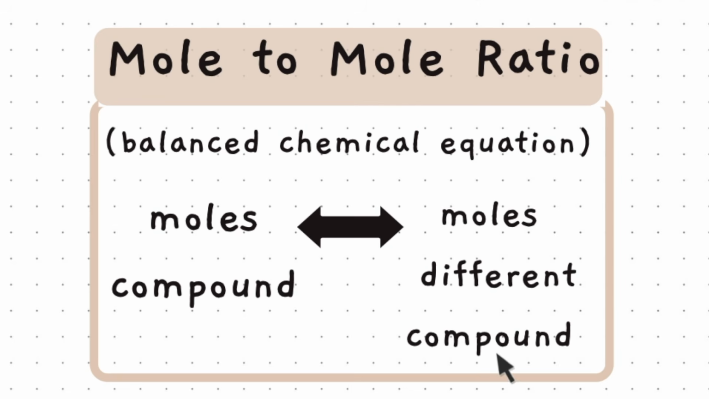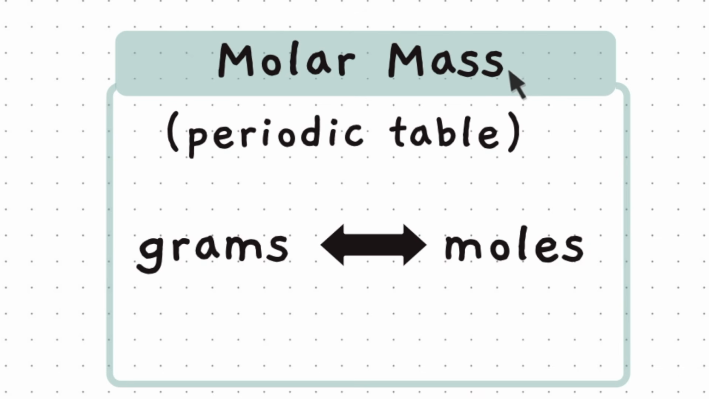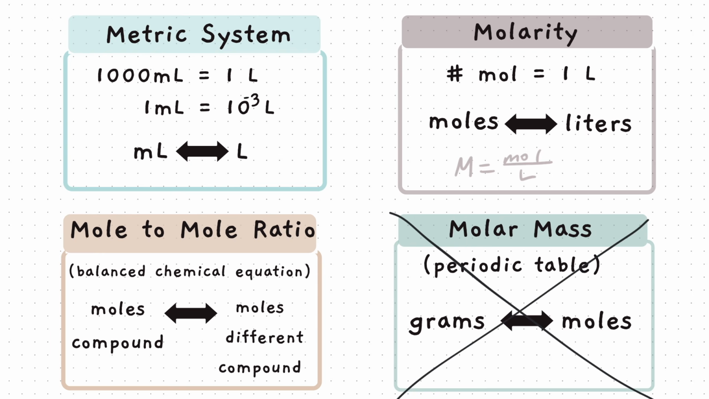And the last conversion factor is molar mass. This is found using the periodic table. This allows us to go from grams to moles. If the given question gave you the grams or asked to find grams, then you would use this conversion factor. For our specific example, we will only be using these 3 conversion factors.